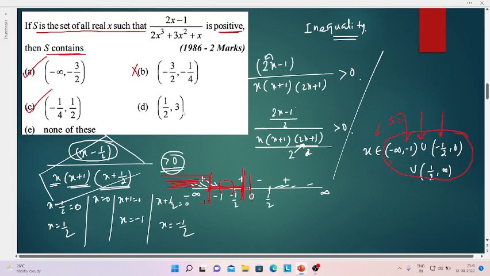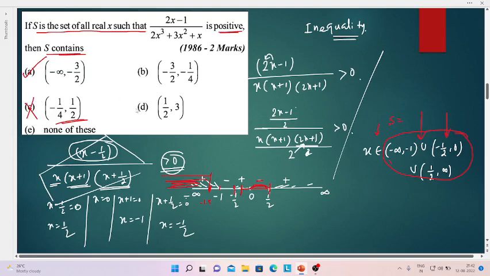But in the case of D, let me see again. Wait a second. That minus 1 by 2 is there, so definitely minus 1 by 4 will be there, and we have to take minus 1 by 4 to half, right? So in that particular range, from 0 to half, there are negative symbols, and that part is not a part of this particular set, so it is not contained in S, so this will not be a correct option.